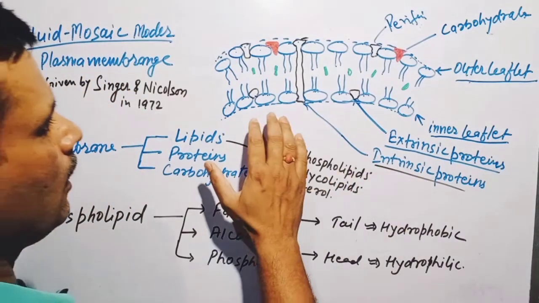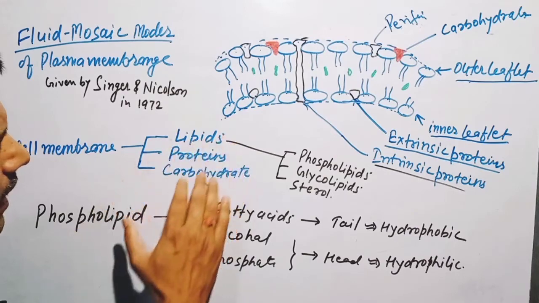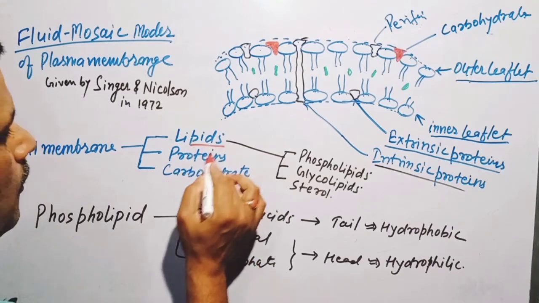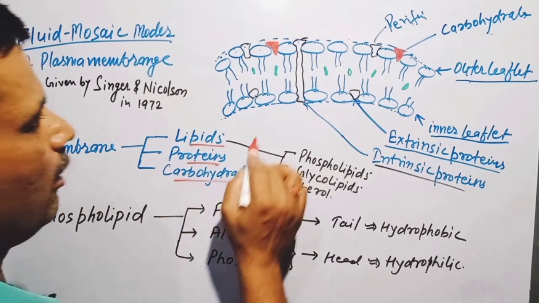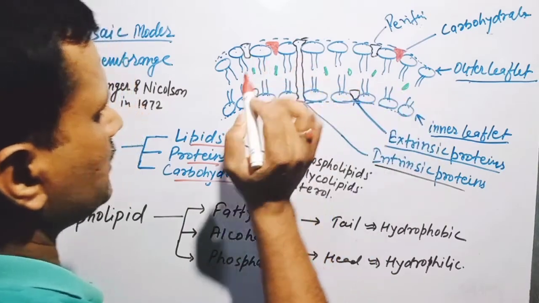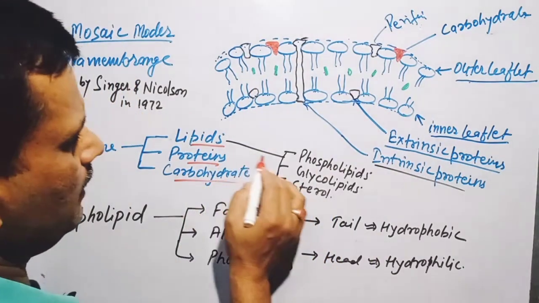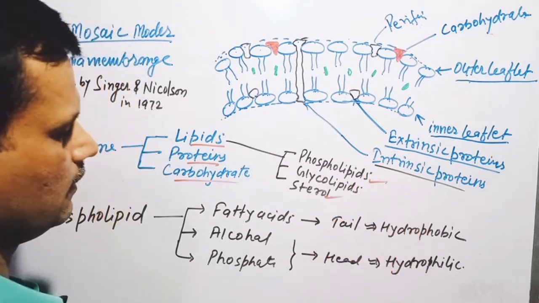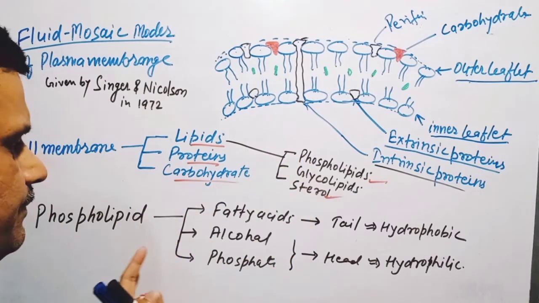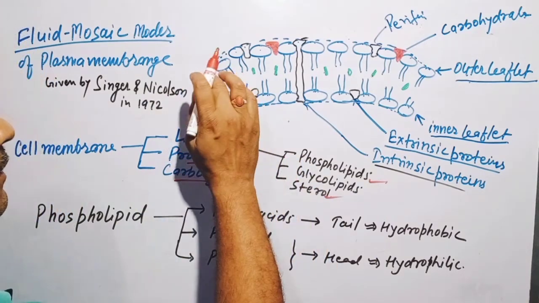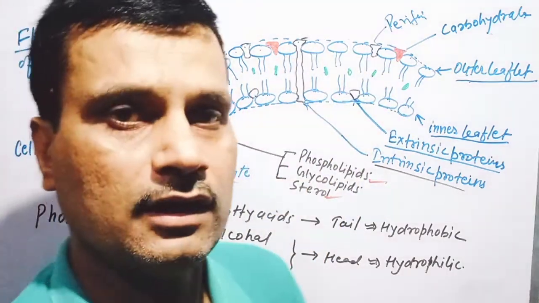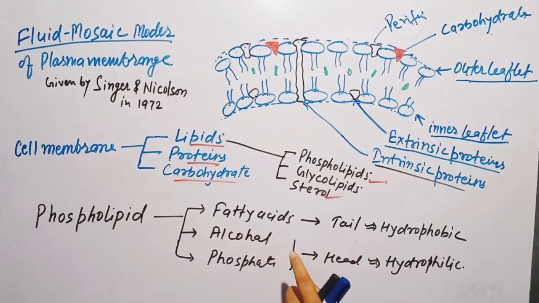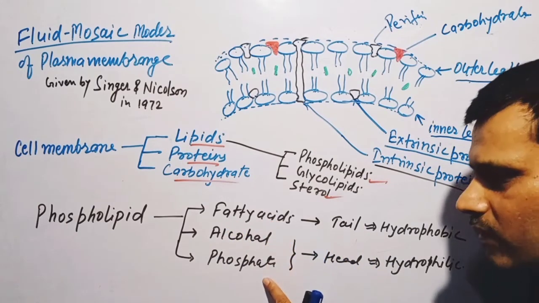Now this cell membrane actually has three types of particles, such as lipids, proteins and carbohydrates, along with which cholesterol is also present. In lipids, three types are present: phospholipids, glycolipids and sterols. And the phospholipid forms the structure of the outer leaflet and inner leaflet. These phospholipids have three parts: fatty acid, alcohol and phosphate.